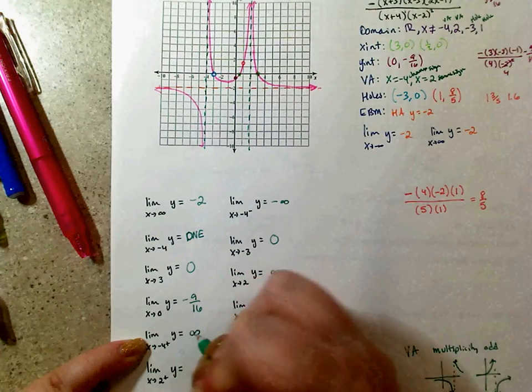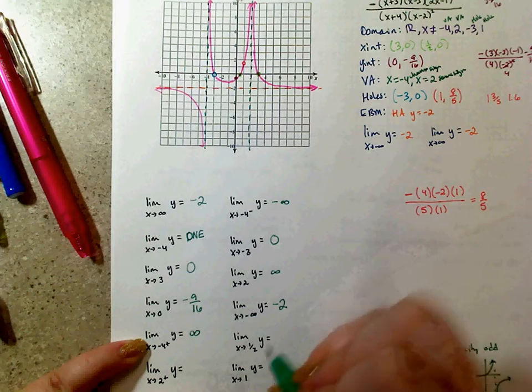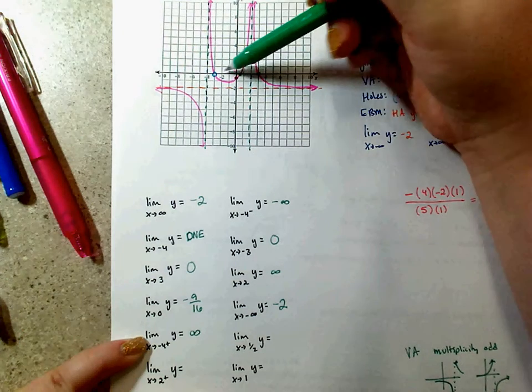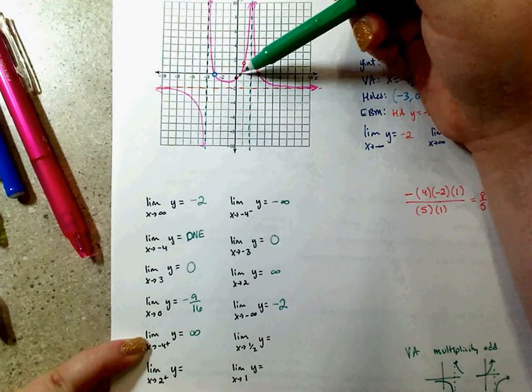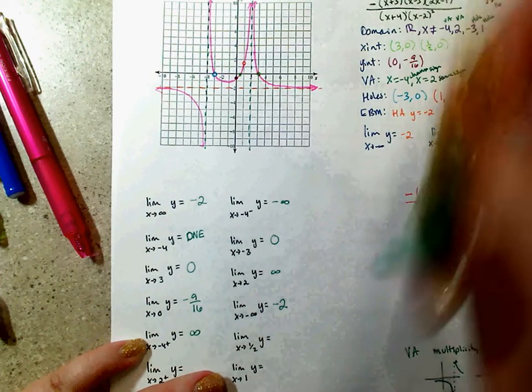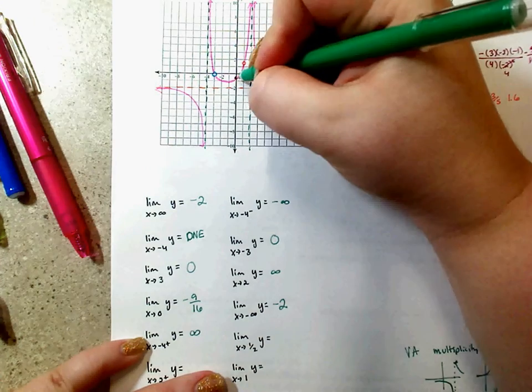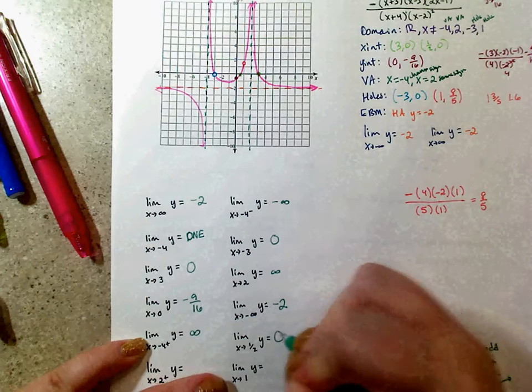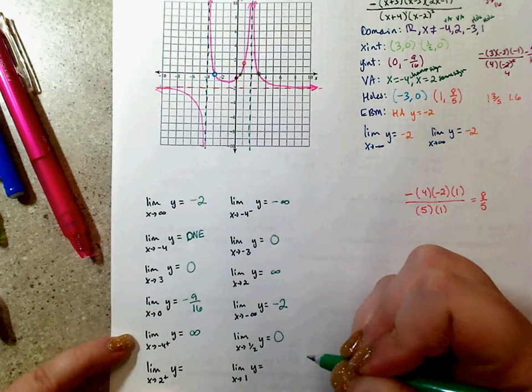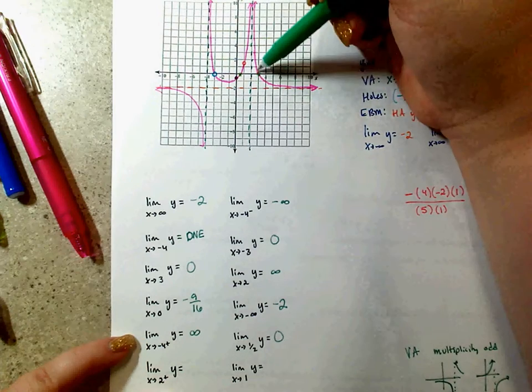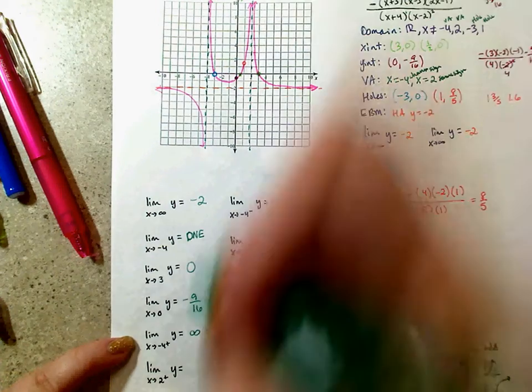All right, 1/2. So if we're approaching 1/2, 1/2 is an x-intercept, so as x approaches 1/2, the function on both sides is approaching 0. 2 from the right, so I'm going to approach it from the right, going up to infinity.